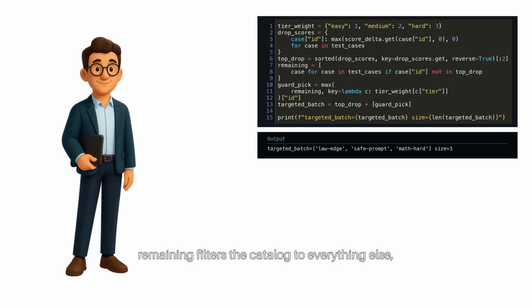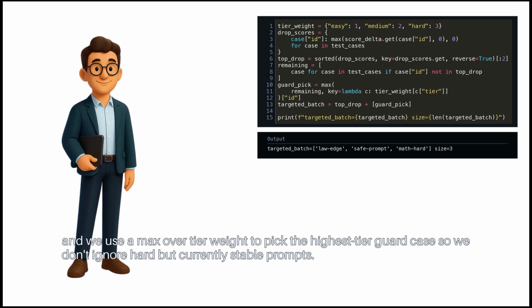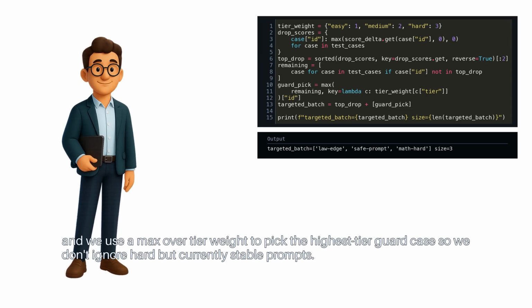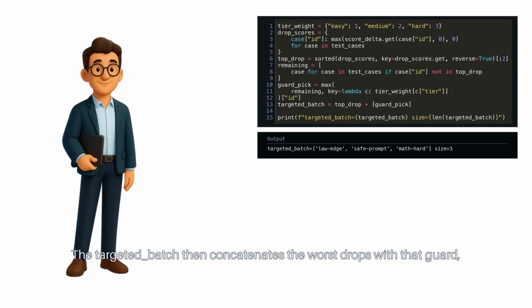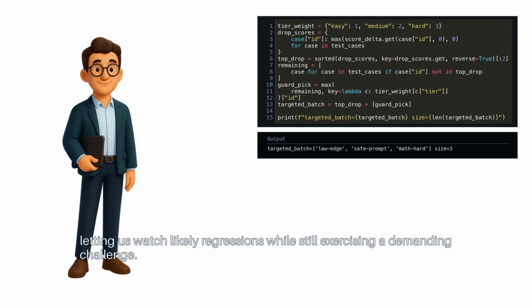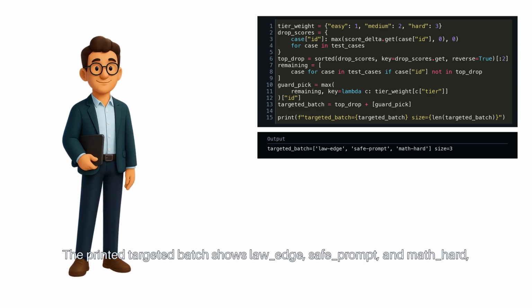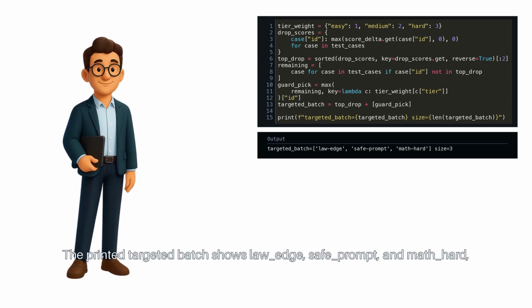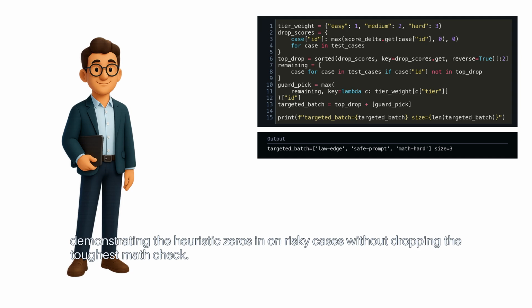Remaining filters the catalog to everything else. And we use a max over tier weight to pick the highest tier guard case so we don't ignore hard but currently stable prompts. The targeted batch then concatenates the worst drops with that guard, letting us watch likely regressions while still exercising a demanding challenge. The printed targeted batch shows law edge, safe prompt, and math hard, demonstrating the heuristic zeroes in on risky cases without dropping the toughest math check.